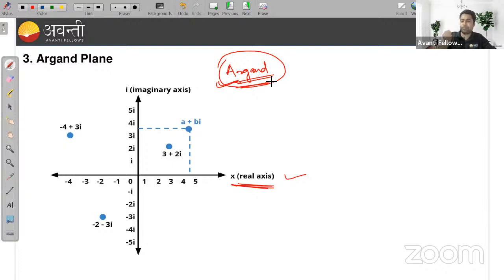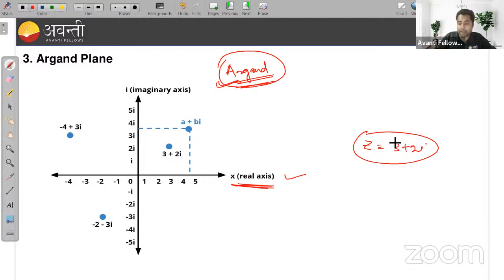Suppose I am taking a simple complex number, z equal to 3 plus 2i. So how can we represent 3 plus 2i? A complex number is nothing but a point in the Argand plane, nothing else. So z is equal to 3 plus 2i. How can we plot this point?